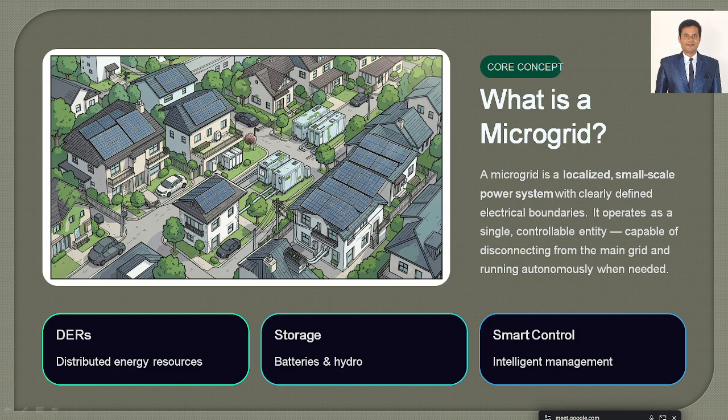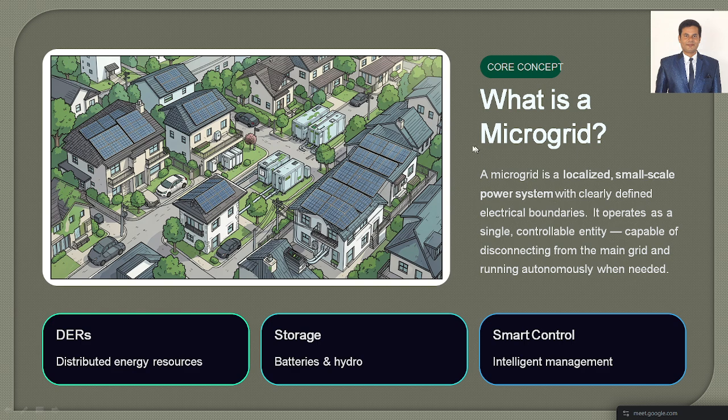OK, is that clear, Uday? Yes, sir. Now you see what a microgrid actually is. A microgrid is a localized small-scale power system with clearly defined electrical boundaries. It operates as a single controllable entity capable of disconnecting from the main grid and running autonomously when needed. Look, a microgrid is a part of the power grid. Yes or no? So a microgrid is a part of the power grid.